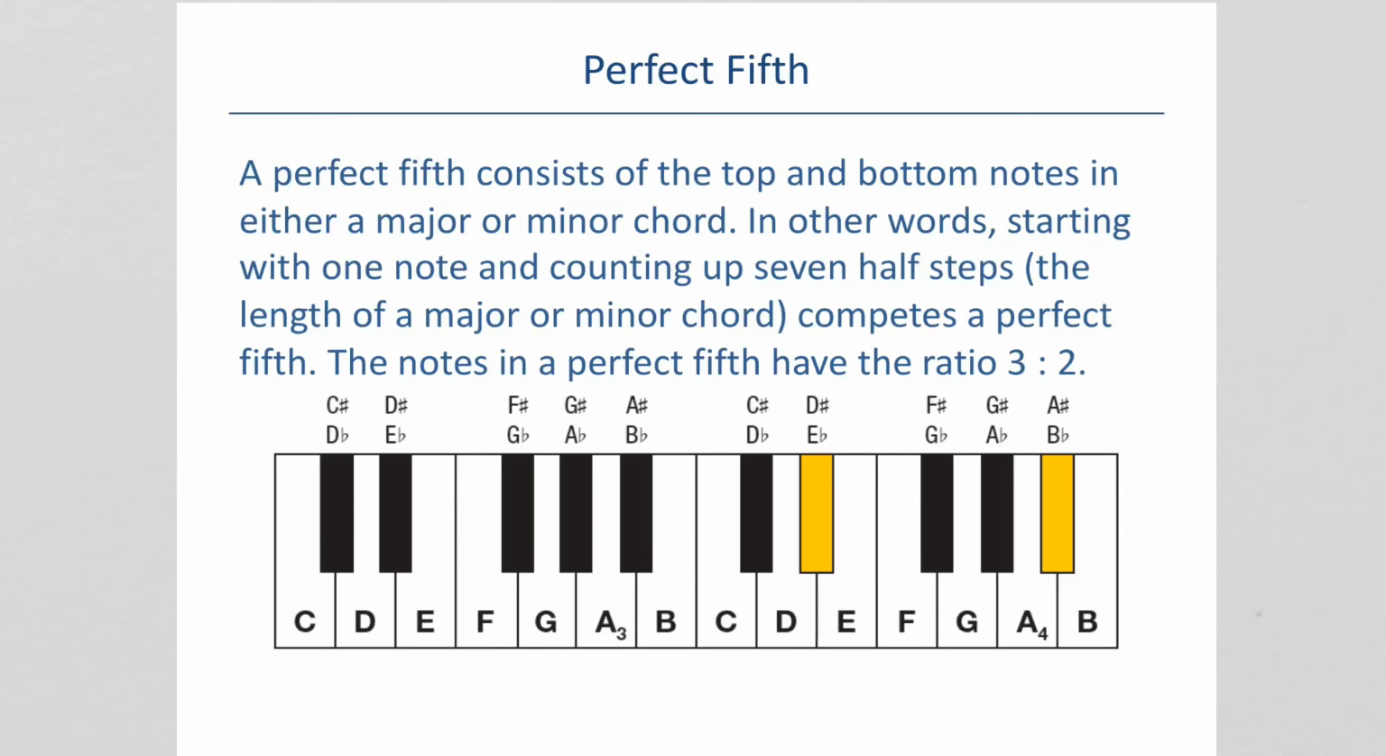And last thing we'll look at is a perfect fifth. It consists of the top and bottom notes in either a major or minor chord. In other words, starting with one note and counting up 7 half steps. So 1, 2, 3, 4, 5, 6, 7. That completes a perfect fifth. And the notes in a perfect fifth have a ratio of 3 to 2.